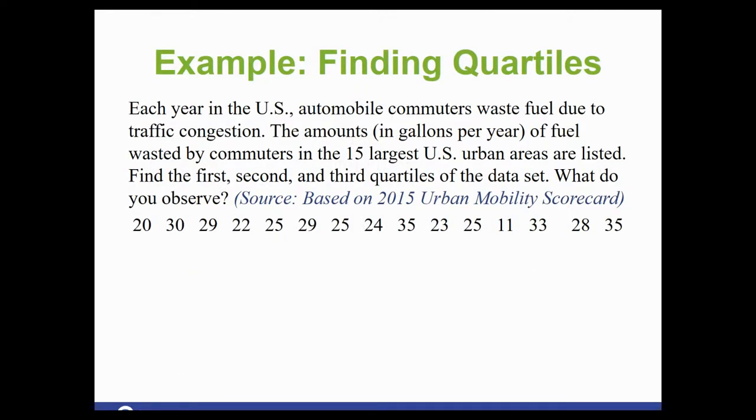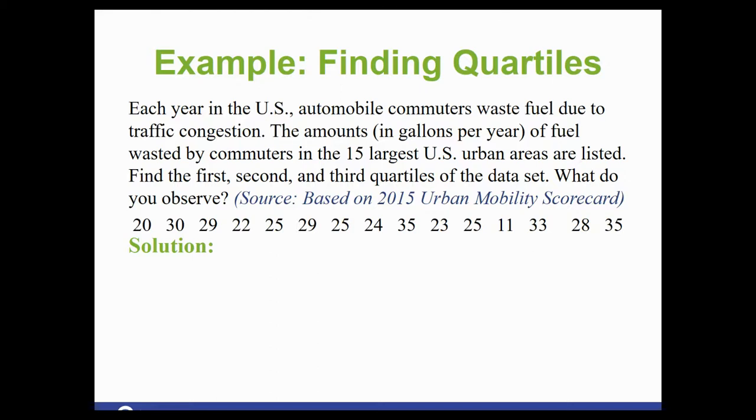So finding quartiles. This example says each year in the US, automobile commuters waste fuel due to traffic congestion. The amounts in gallons per year of fuel wasted by commuters in the 15 largest US urban areas are listed. Find the first, second, and third quartiles of the data set. What do you observe? Now, technically, we know how to find this with the calculator from our previous video, but I'm going to show you how to do this one by hand.